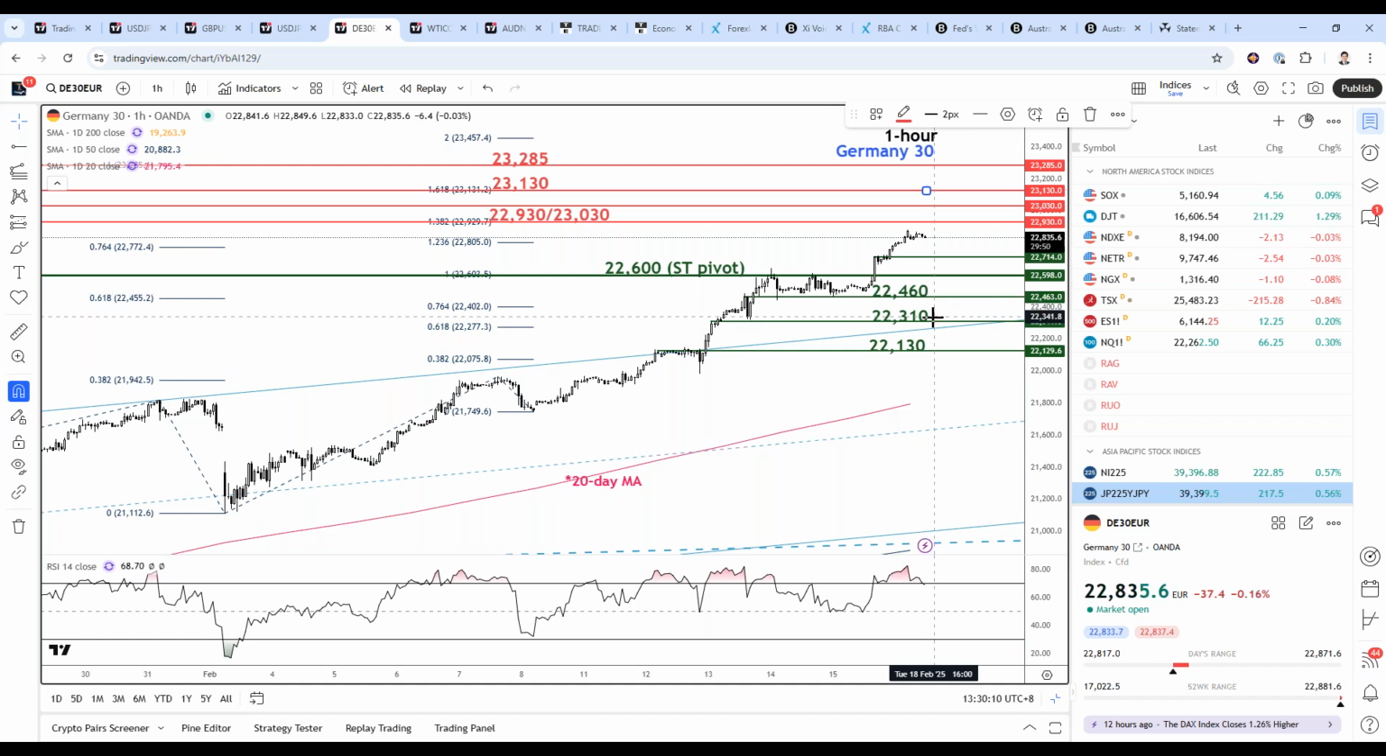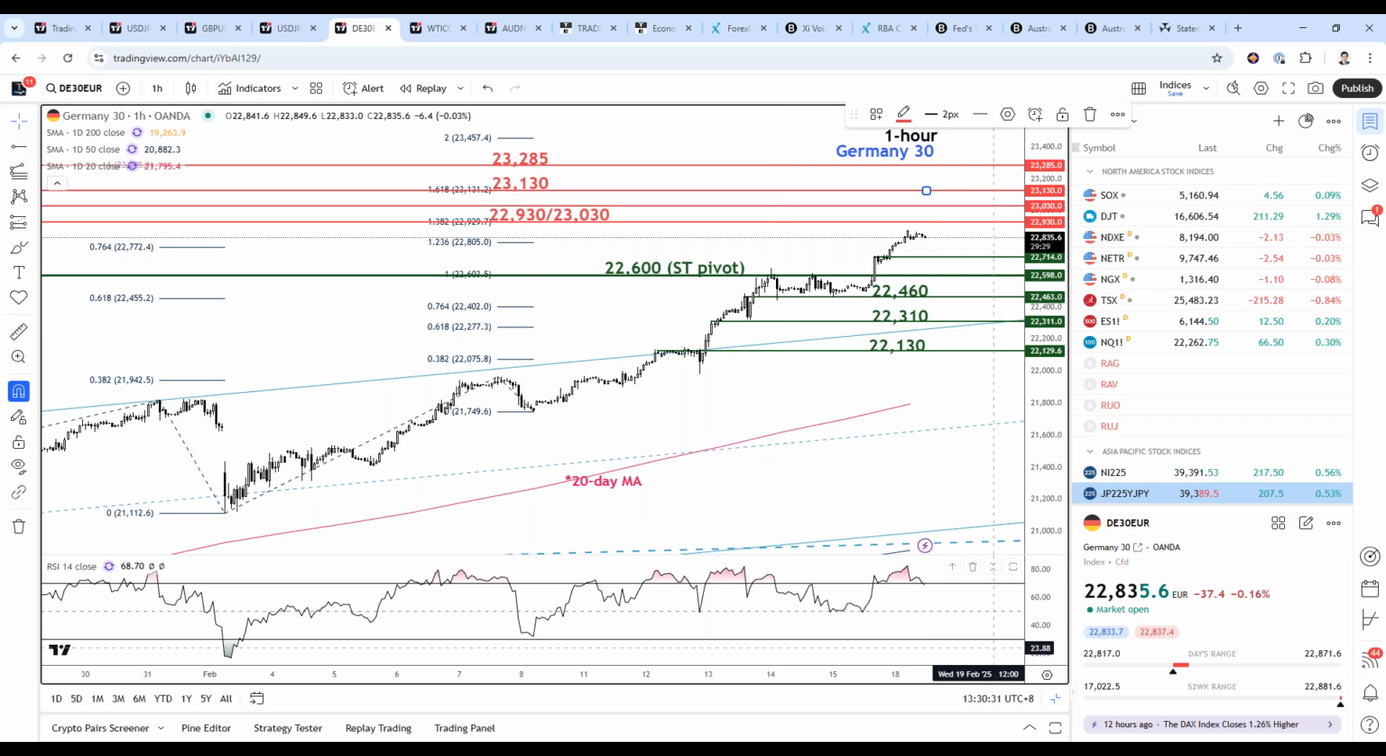So, using a short-term pivotal support at 22,600 to hold any chance of a minor potential pullback, given that the RSI already hit the overbought level. And as long as this 22,600 is not surpassed to the downside, we will flip back to an intraday bullish bias for the German 30.